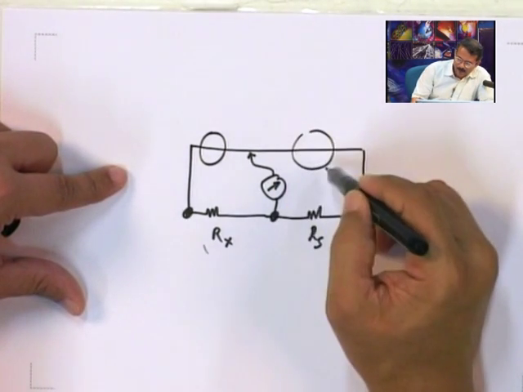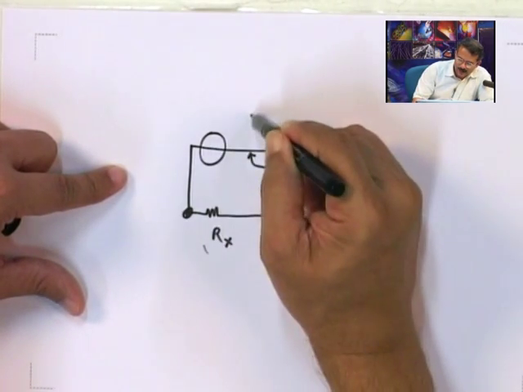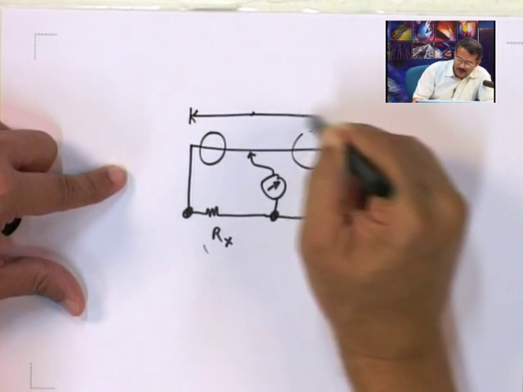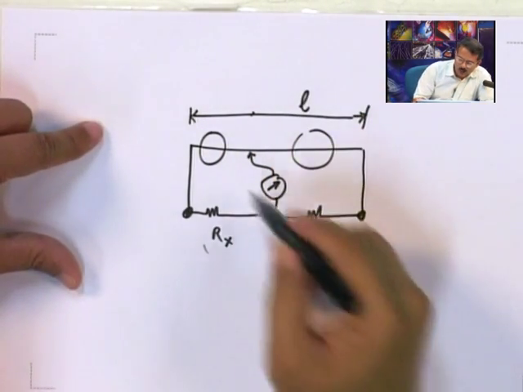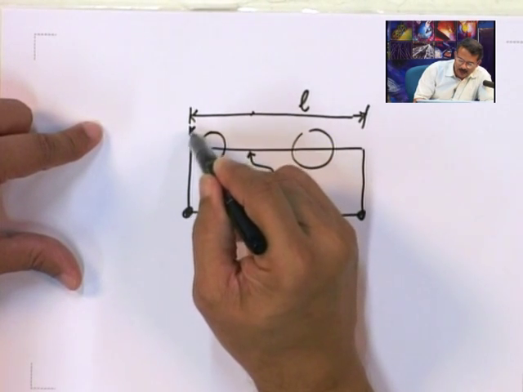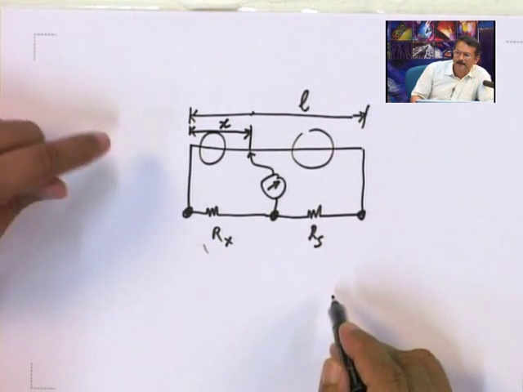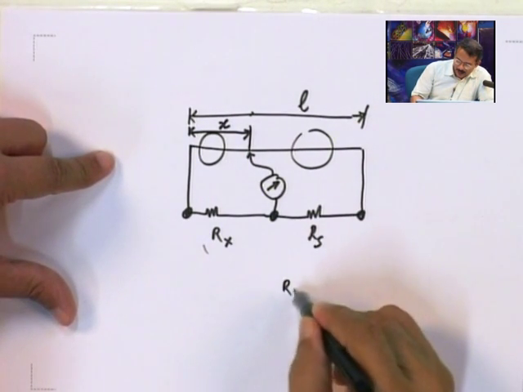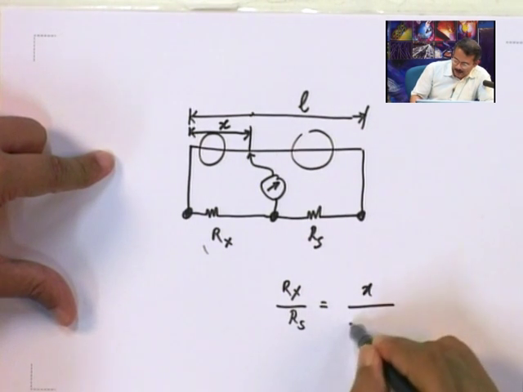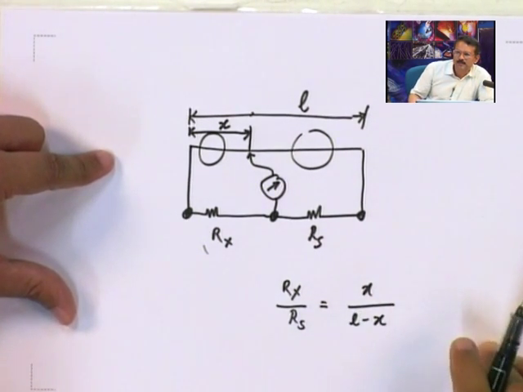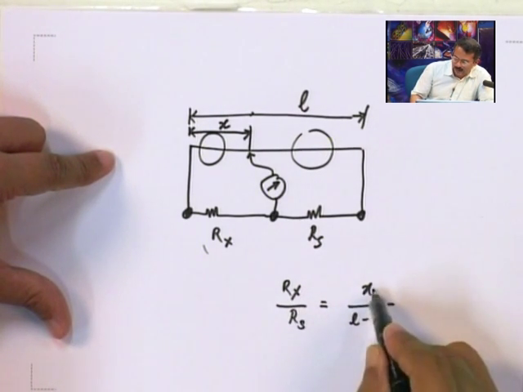So how can you measure the resistance from this? Since this is a uniform wire, the resistance of the wire is proportional to its length. So suppose the total length is L and you have a scale here which allows you to measure, let us say, the distance from this end to the pointer. Suppose this distance is X. Then you write Rx by Rs is equal to X by L minus X. That is how you get Rx. So you know Rs, you know X, you know L.